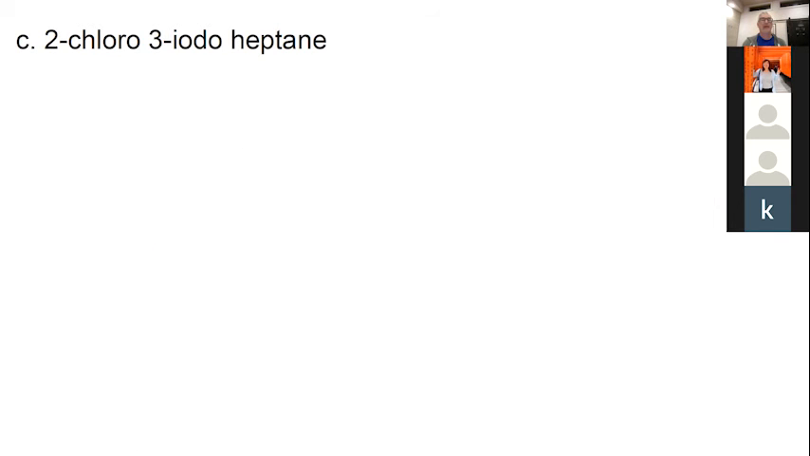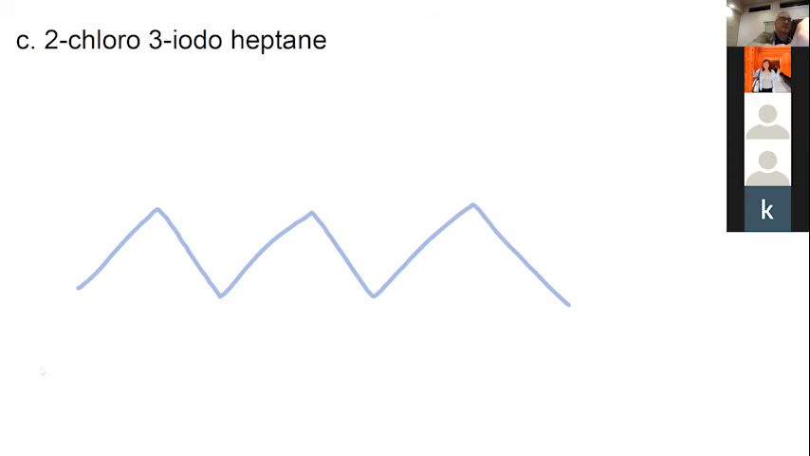So now we have heptane. How many carbons is that one? 7, right. So we go 1, 2, 3, 4, 5, 6, 7. And where are my substitutions? 2 and 3. And they're going to be different.